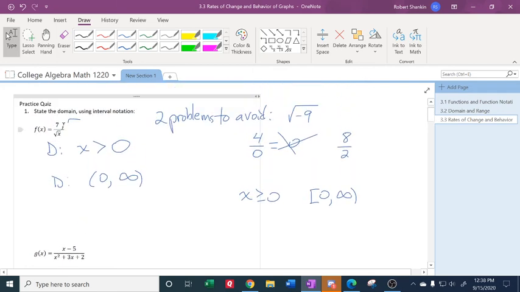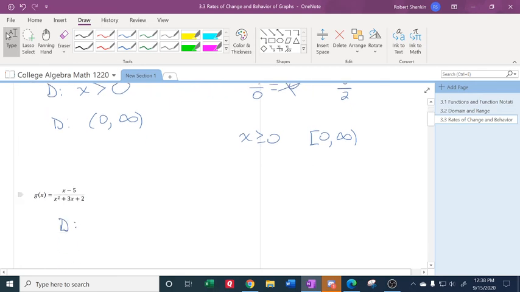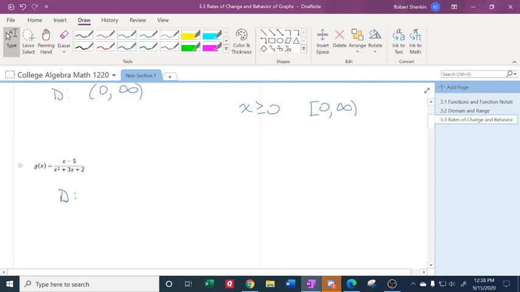Now this problem doesn't have square roots like this one does. So we don't have to worry about eliminating the negative numbers. And you can get fractions. Anything is fine as long as, the only problem this one could have is only one possible problem. Can't have 0 in the denominator. You can have 0 in the numerator, that's fine.